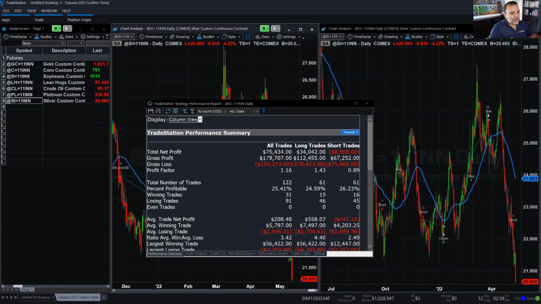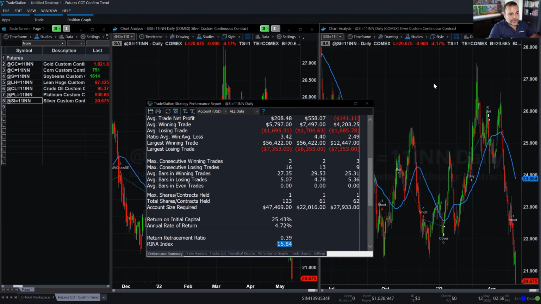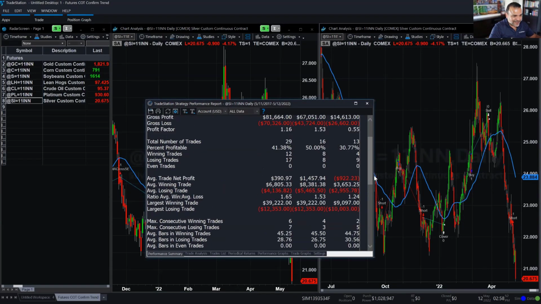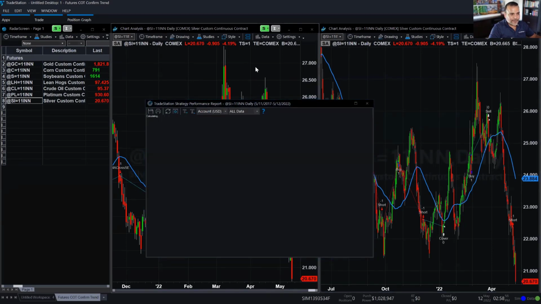So silver on a moving average strategy for the past 5 years, we have a net profit here with 122 trades. RENA is telling us it's a negative RENA. But when I switch over to the strategy that's using COT data, the RENA is less negative, and we can see a little bit better performance.